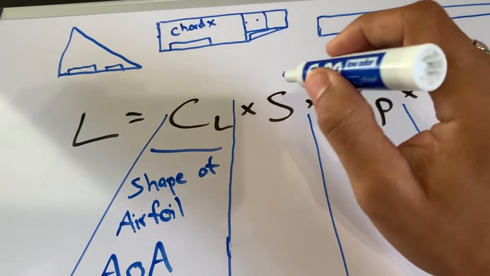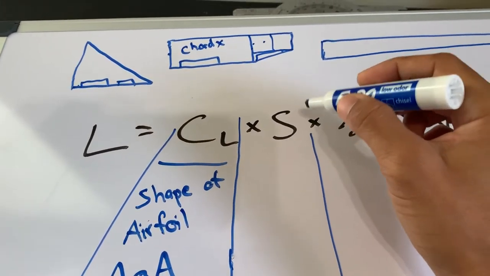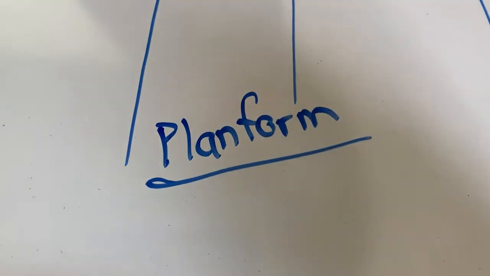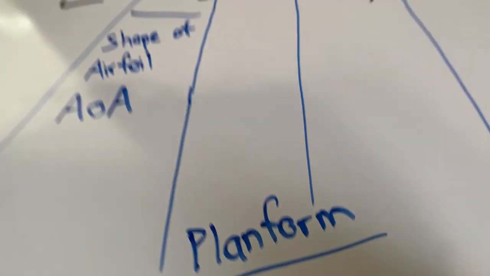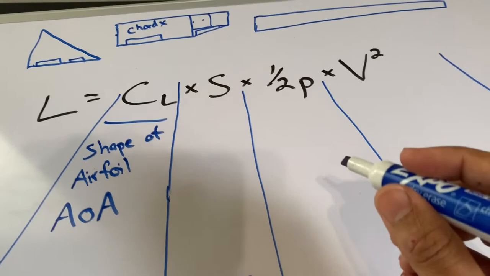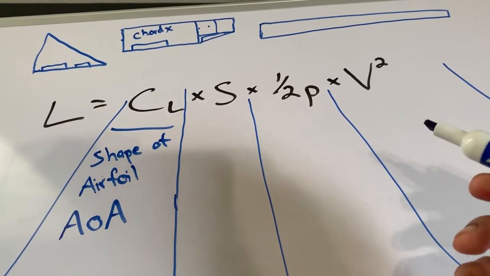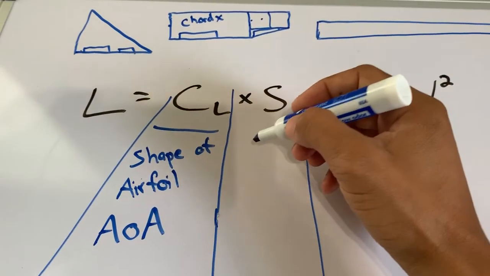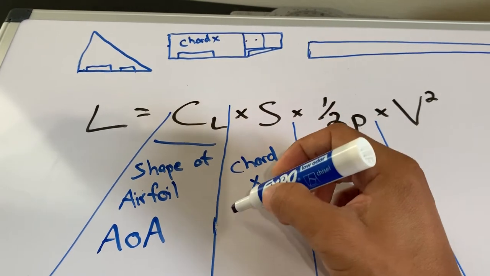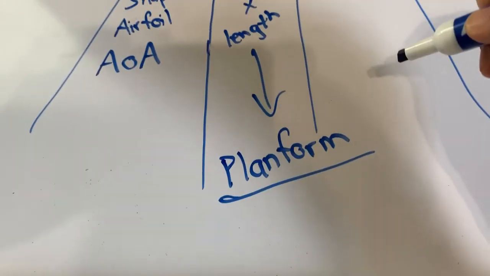If you have a perfectly square wing, this would probably be a lot easier. But if you're dealing with something like a delta wing, I highly recommend you just Google the plan form of the Cessna 172 wing or 152 wing, and it'll have that surface area there for you. But otherwise, it's just going to be chord times the wing length for surface area, or just look at the plan form.